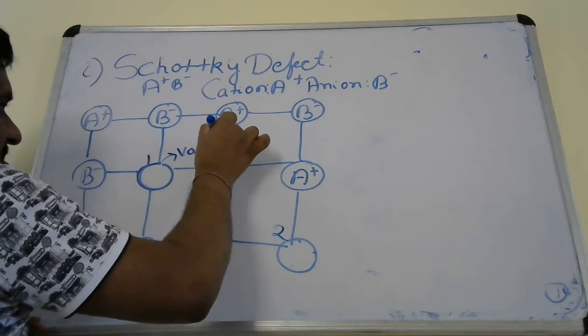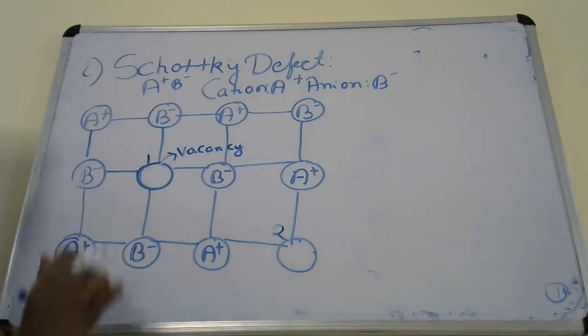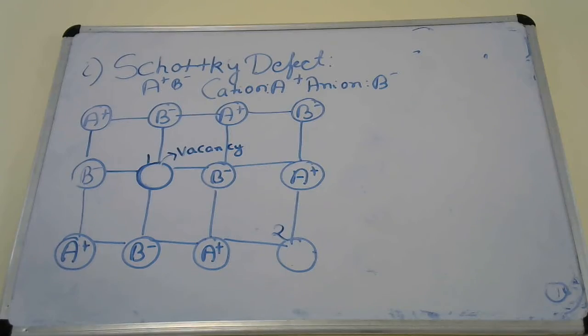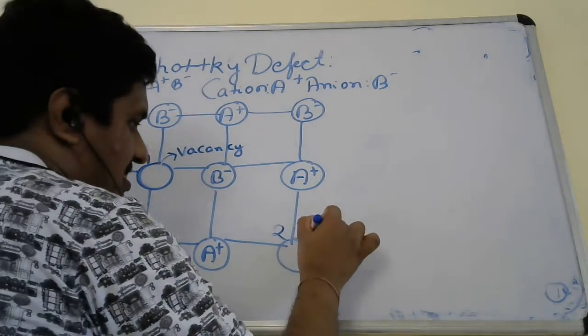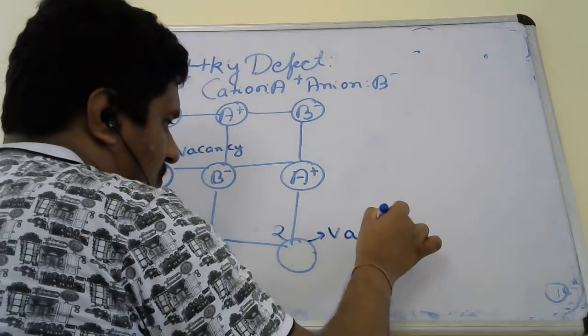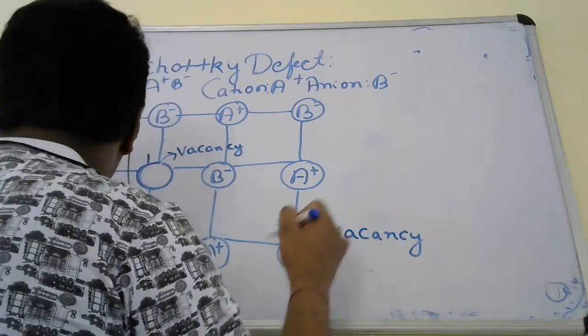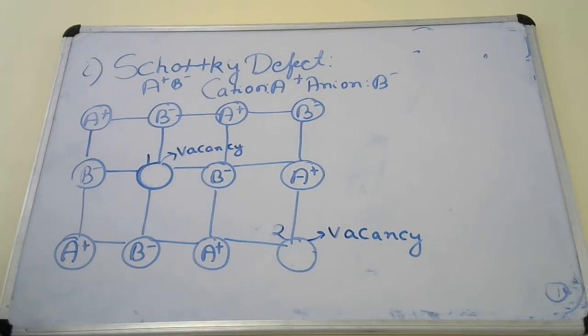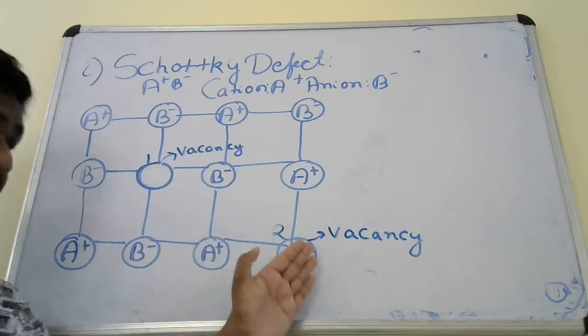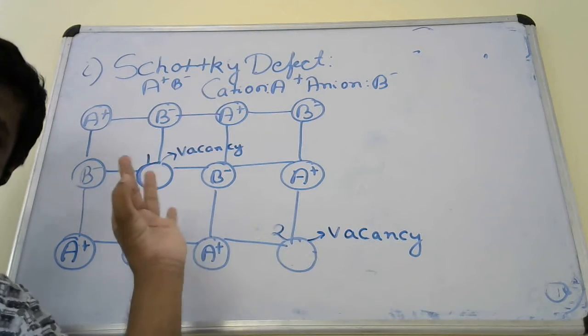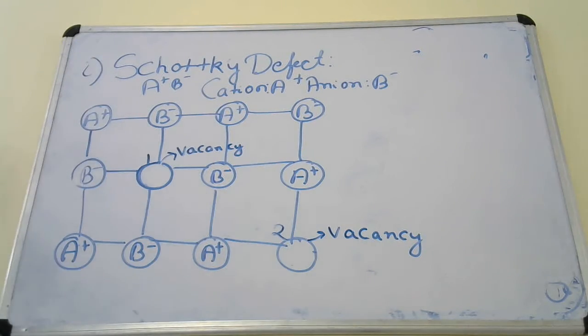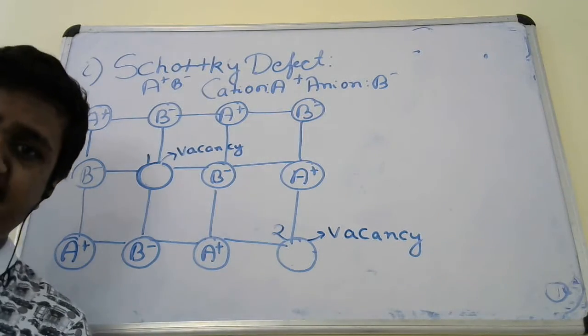A vacancy was created at the position where the cation was completely removed, and a vacancy was created at the position where the anion was completely removed.